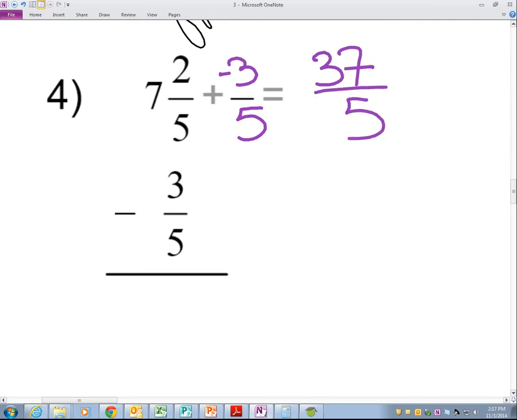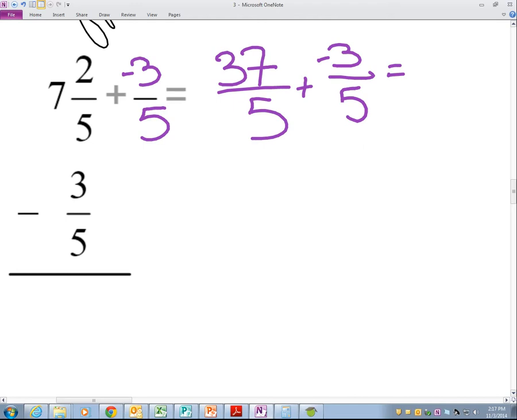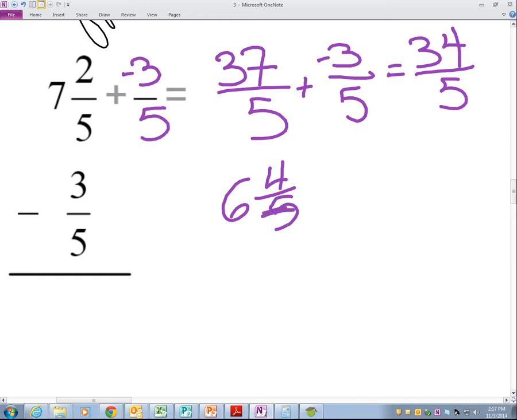37 over 5 plus negative 3/5, which comes out to be 34/5. That simplifies out to be 6, 6 4/5. Any questions on that one?